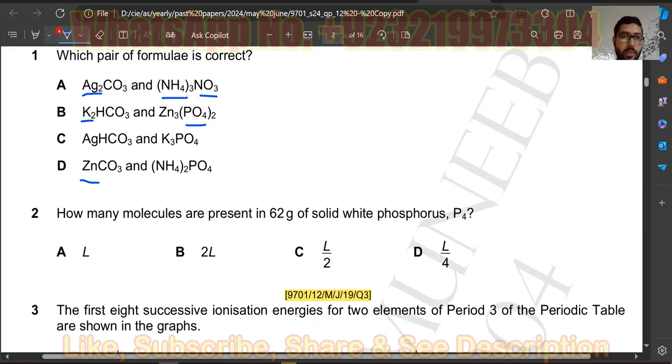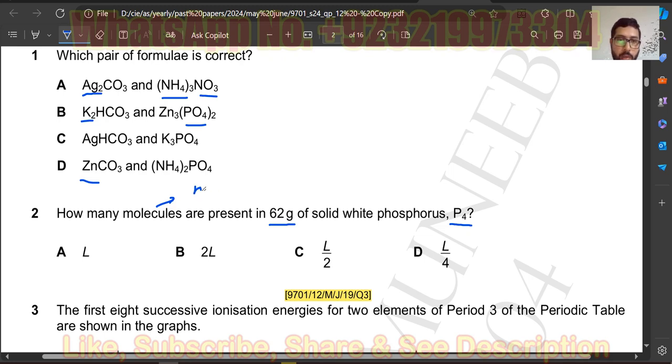Now the next question, number 2. How many molecules are present in 62 gram of solid white phosphorus P4? Here we have to calculate the number of molecules, and we are provided with the mass of the phosphorus. We are given 62 gram of phosphorus and the formula is P4, which means, as you should know, the number of molecules is related to the number of moles.